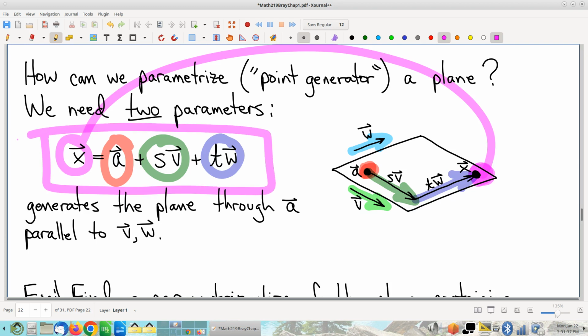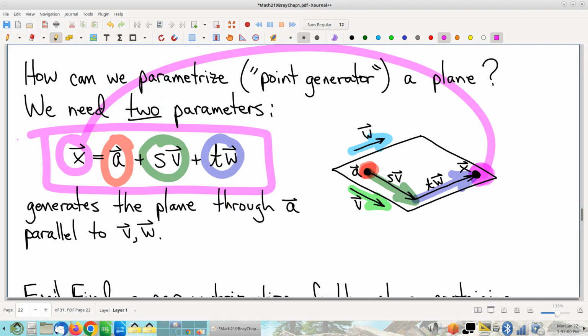Right, now how far do you need to go? Well, I don't know, it depends. It depends on where this point is, right? But just by choosing S appropriately, I can go arbitrarily far, and S being negative would take me over that way, right? I can go as far as I need in the v direction, and likewise as far as I need in the w direction. And I can sweep out the entire plane.